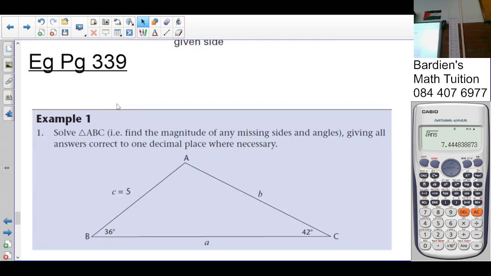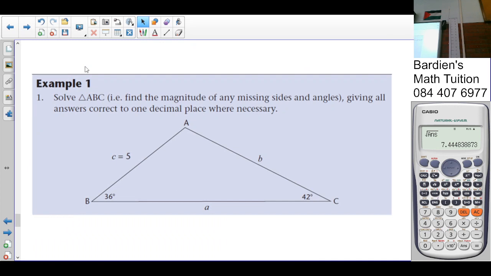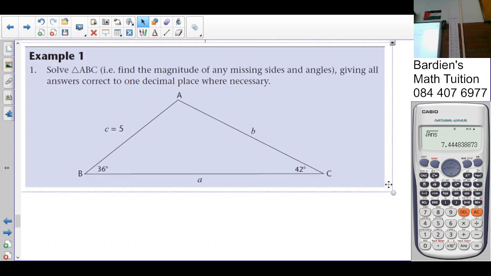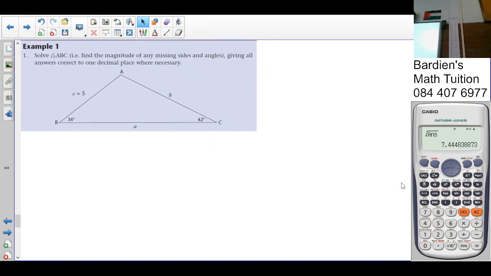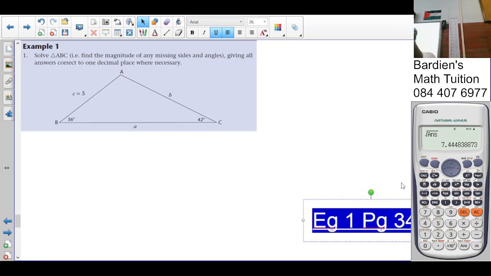Right, let's look at example 1. Example 1 is on page 341. The question says solve triangle ABC, in other words, or IE.